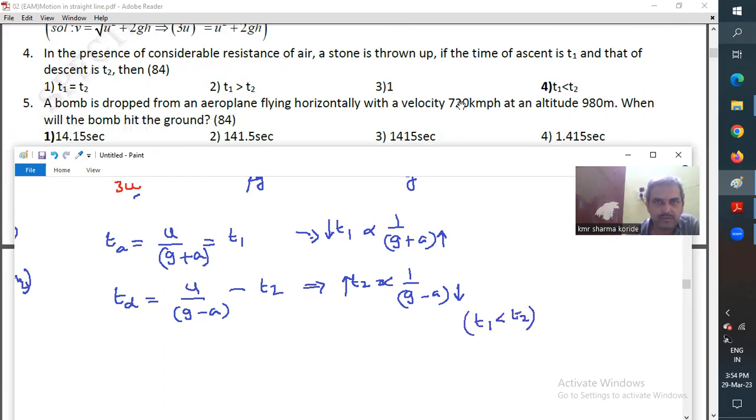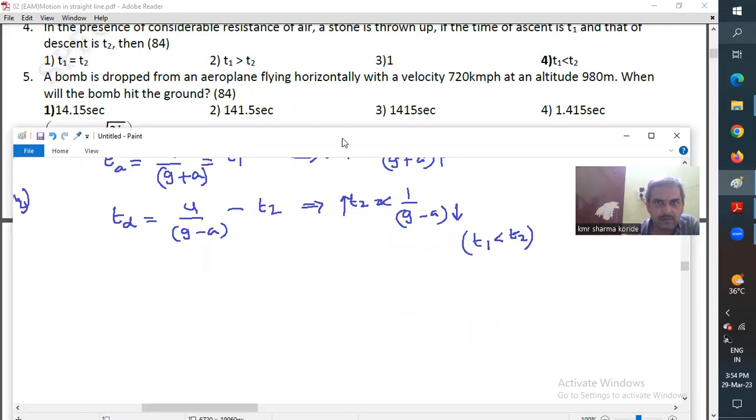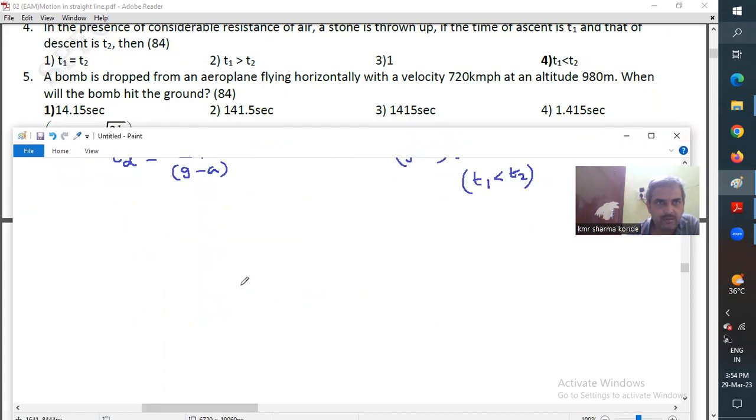So moving to the next question. This is given in 84. The bomb is dropped from an aeroplane flying horizontally with a velocity 720 kmph at an altitude of 980 meters. When will the bomb hit the ground? We need to find out the time.